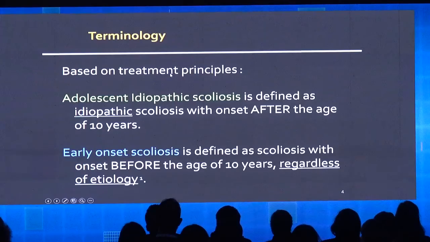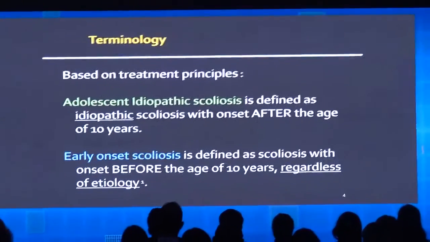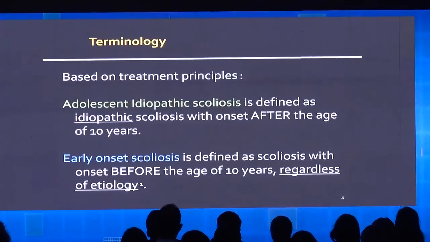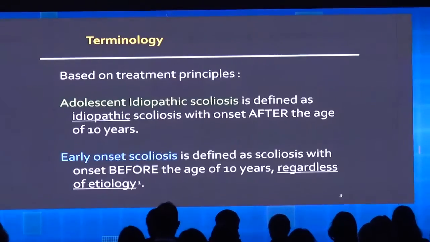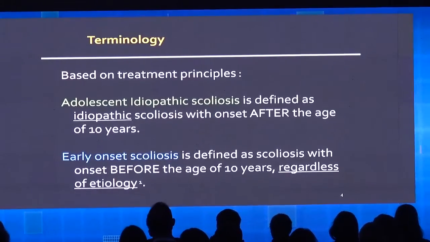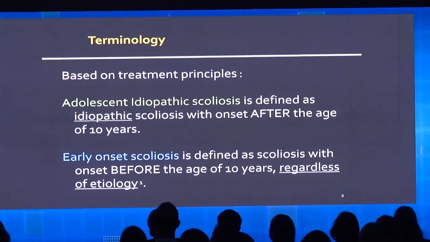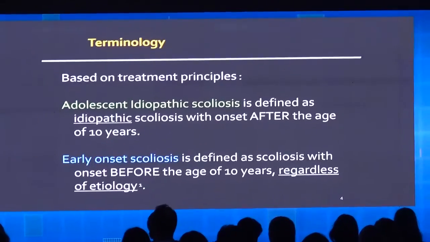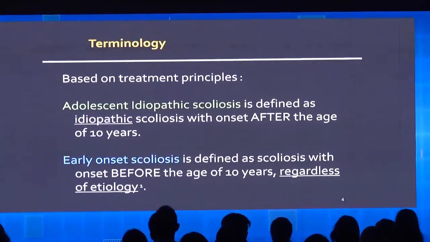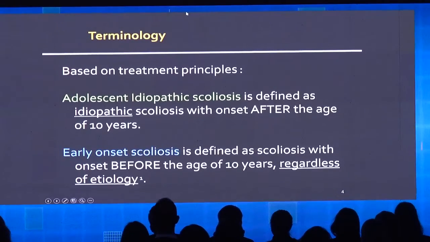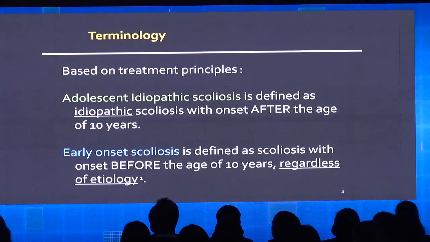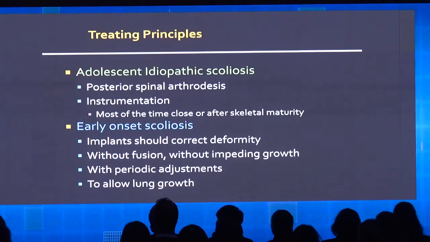Regarding terminology, we have to understand very clearly that there are two kinds of scoliosis. Adolescent idiopathic scoliosis, which is defined as an idiopathic scoliosis with onset after the age of 10 years, and early onset scoliosis, which is defined as a scoliosis with onset before the age of 10 years, whatever is the etiology of the scoliosis, malformative, neurogenic, or any other etiology. This is key to understand the therapeutic challenge related to these two entities. Okay, I can shout.